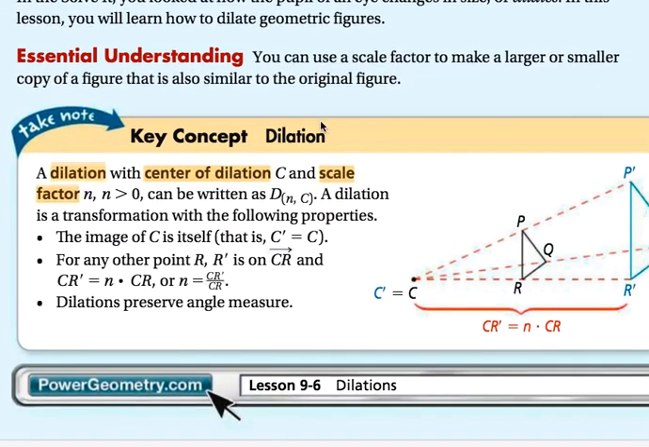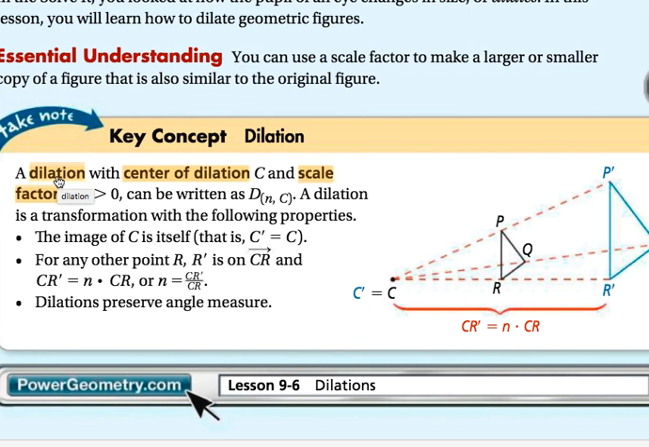So it's either making a shape larger or smaller in reference to the original pre-image. So we say that we have a dilation with center of dilation C and scale factor of n, where n has to be greater than 0. This notation says that we're working with a dilation that has the scale factor of n, whatever the number may be, and this is based around the center of C.